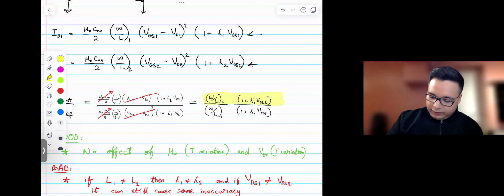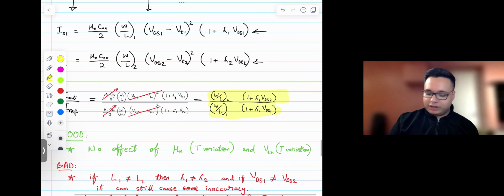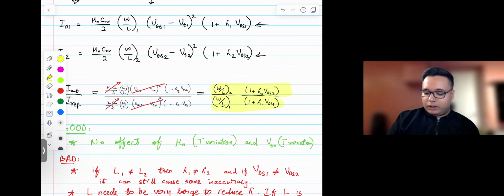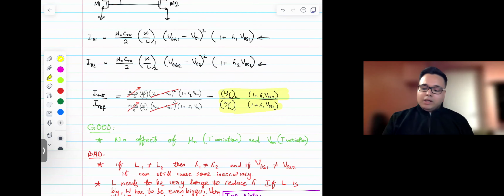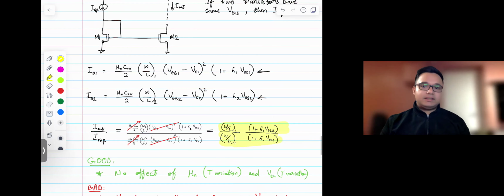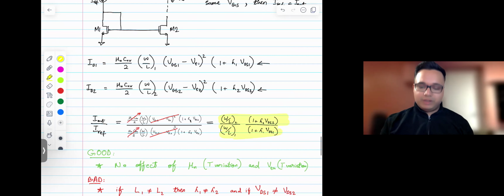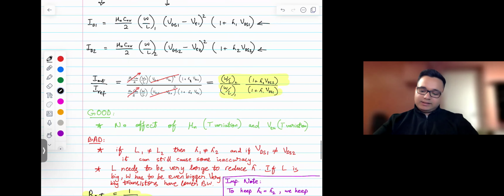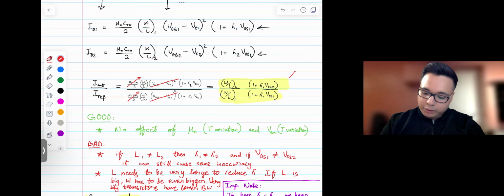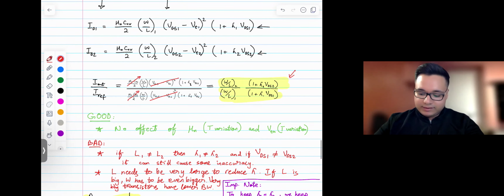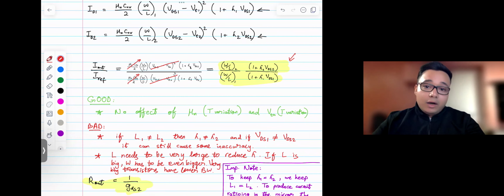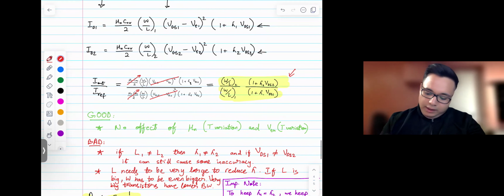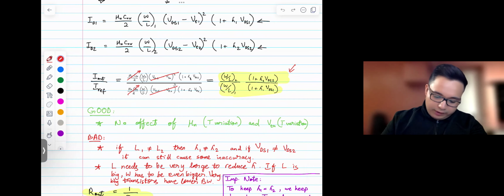We have the width over length ratio of both transistors, and then we have 1 plus lambda 2 VDS2, divided by 1 plus lambda 1 VDS1. Okay, so let's start thinking about some of the things that we have achieved with this current mirror. If you look at it, is this expression dependent on mu n? No, right? We don't see mu n in this expression. So that means that the I out of this current mirror would not depend on mu n. And so we have achieved this part.